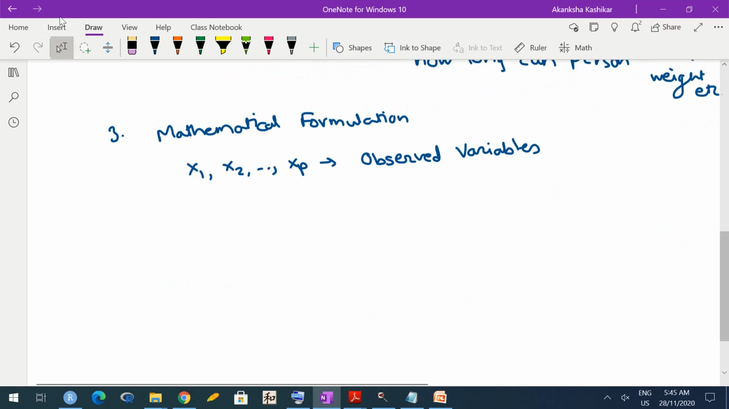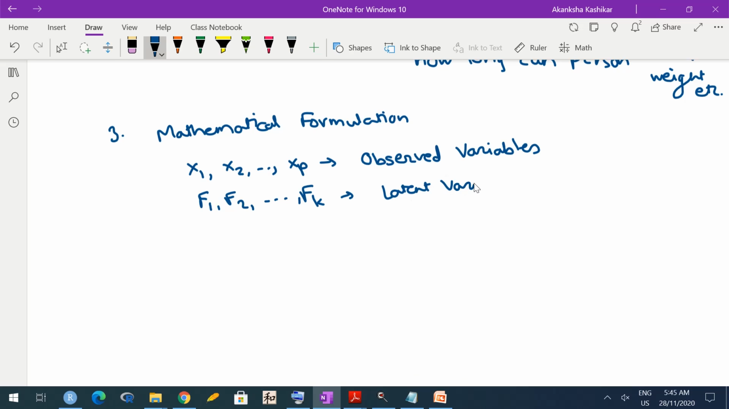So the latent variables we would generally denote by f1, f2, fk. These are the latent variables which are actually of interest to us. Okay, and k is strictly less than p.